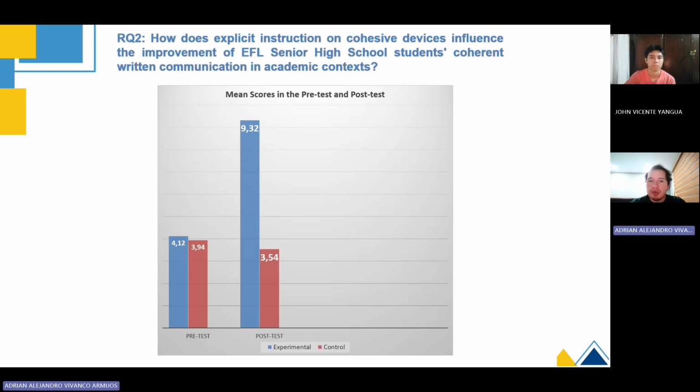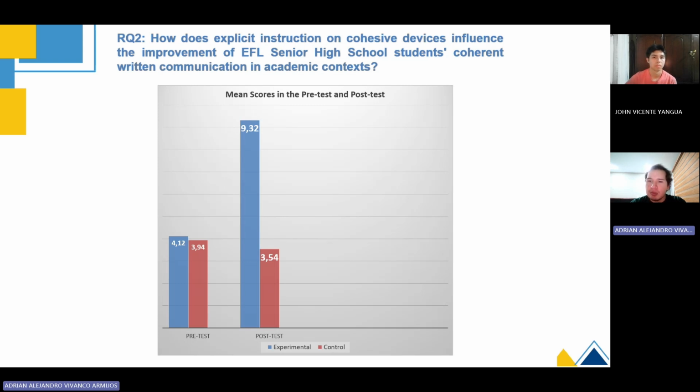The experimental group obtained a mean score of 4.12 out of 10, while the control group obtained a 3.94 out of 10. These similar results indicate that both groups shared comparable writing abilities and experienced similar difficulties when using cohesive devices before the intervention. However, a remarkable difference was observed in the post-test.